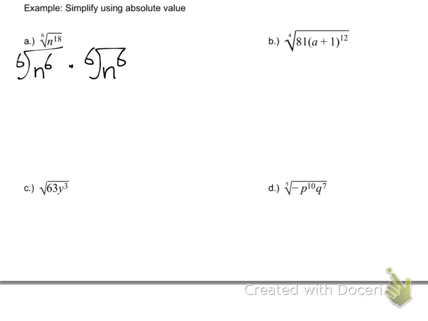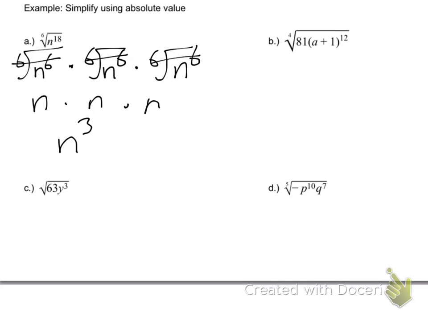Now I have 12, and I can do it again. Because n to the 6 times n to the 6 times n to the 6 is n to the 18, because you add exponents. Yeah? Now remember, these cancel. So this is gone, gone, gone, leaving me with n times n times n, to be n to the 3rd power.